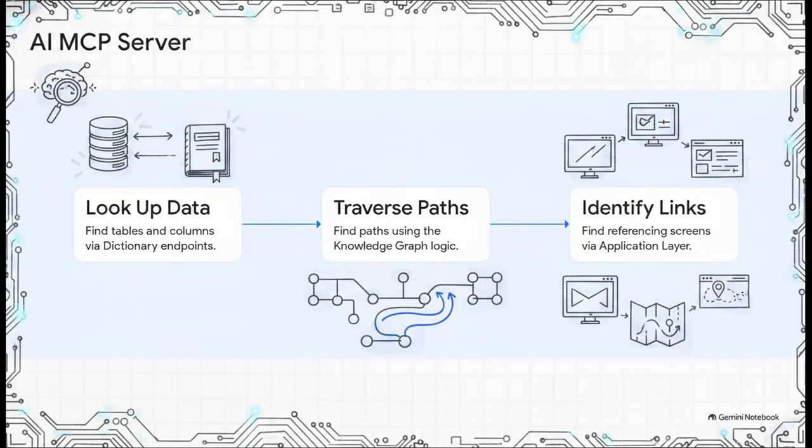But we can take it way further using the provided MCP server, which stands for Model Context Protocol. Think of this as a direct bridge for AI agents. An AI can autonomously use this server to execute these exact steps. First, it looks up tables and columns using the dictionary endpoints. Second, it traverses relationships and finds paths using the knowledge graph logic. Third, it identifies the referencing screens and programs via the application layer. You're basically giving an AI the ability to explore the database exactly like a senior engineer would.